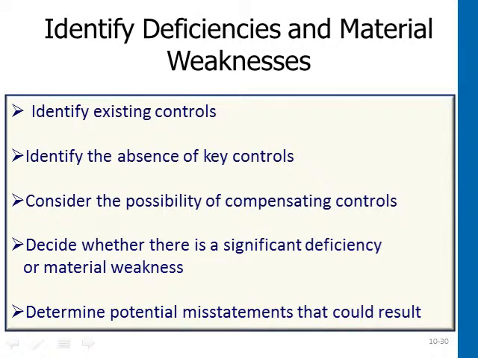When we talk about identifying deficiencies and material weaknesses, we're identifying the existing controls again, we're identifying the absence of key controls, and we look at the possibility of compensating controls. That is, well, this control isn't in place, but there are these other controls in place that get us overall to the intended purpose of this key control that isn't in place. So are they essentially mitigating controls? We decide based on that look whether this significant deficiency or material weakness exists, and then based on that we determine potential misstatements that could result in financial statement misstatements, and then move forward with the design of our audit program and the execution of that program appropriately.